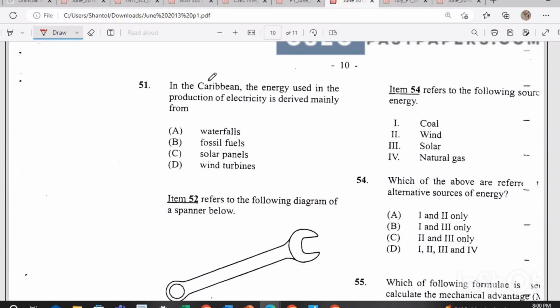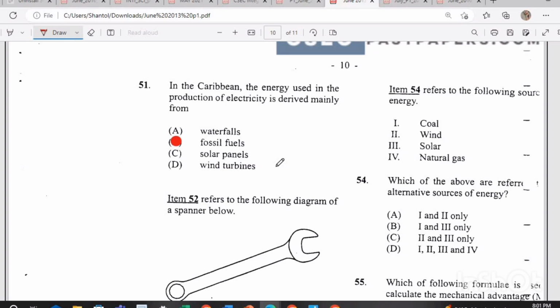In the Caribbean, question 51, the energy used in the production of electricity is derived mainly from A. Waterfalls, B. Fossil fuels, C. Solar panels, or D. Wind turbines. It's B. Fossil fuels.